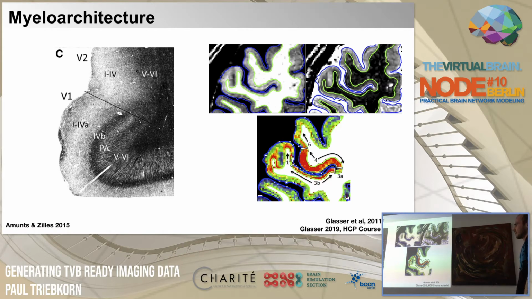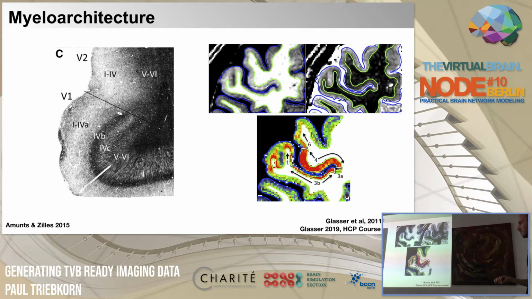What other people also said, this is work also 100 years ago already from Cécile and Oskar Vogt, who studied myelin content, or myeloarchitecture, of the brain to separate between different regions. Here's a microscopic picture, and these are the regions visual 1 and visual 2. You can see the myelin content stained, and there's a sharp boundary where one several-layer architecture ends and goes over into the next one. So this is something that also could be used to distinguish between brain areas.